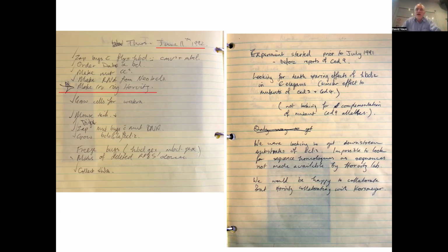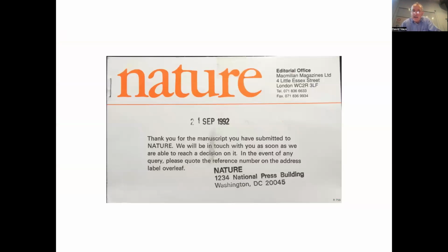elegans. So Stuart gave him a crash course on C. elegans, and I told him to make a note to Horvitz that we started our experiments in July 1991, before there were even reports of SED9 mutant worms. So there was no evidence even of a cell death inhibitor in C.